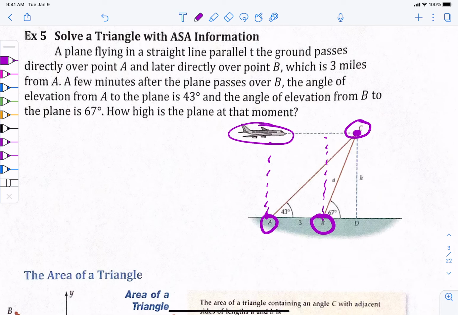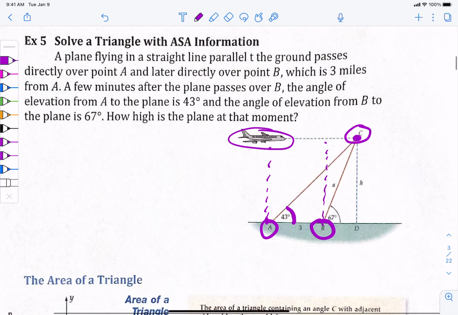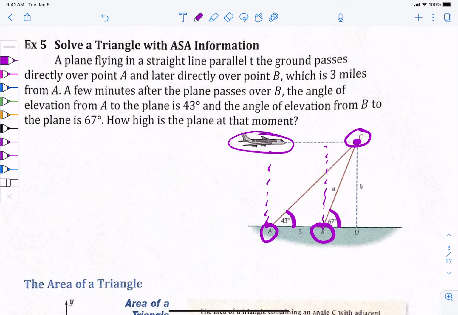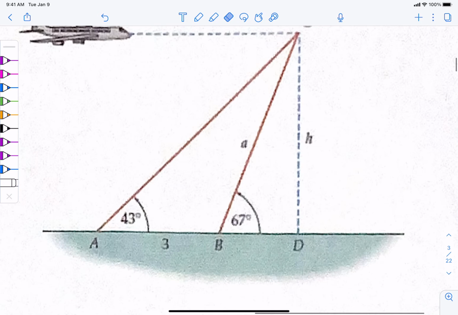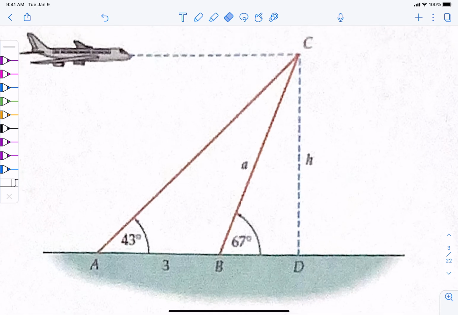The angle of elevation from A to the plane is 43 degrees. So they have that mapped out right here. And the angle of elevation from B to the plane is 67 degrees. That's important. They want to know how high the plane is at that moment, okay? So they don't even tell us what we're solving for in this diagram. What are we solving for? H. They want to know the altitude of the plane, which is from the plane all the way down to the ground, but at a 90-degree angle. So we're solving for H, okay?